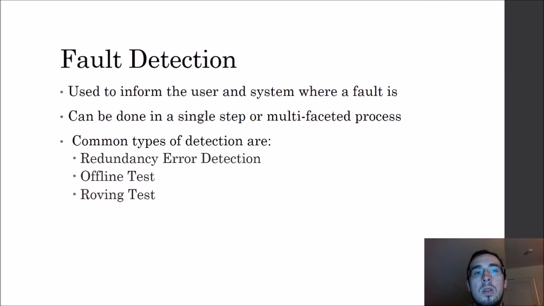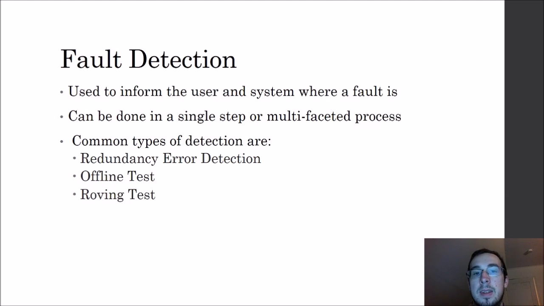Fault detection is used to inform the user and the system where a fault is so that it can be repaired or bypassed entirely. This is usually done in a single step or a multi-step process depending on what type of test is used. Common types of detection are redundancy error detection, offline testing, or roving test methods. A redundancy error detection will utilize multiple PLBs in the same structure to give multiple outputs and using the best output from the system to be processed as the primary operation.